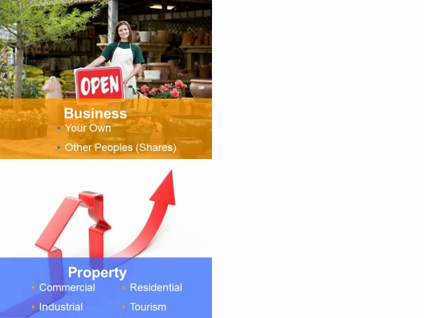If you have a look at property, property also has a number of different categories that it can fit into, from residential to commercial, industrial, and many more. Now, these two categories form together what we call our growth investments. That's really because, as well as getting our income, so we get dividends from our businesses, we get rent from our property, we also hope that they grow in value over time.